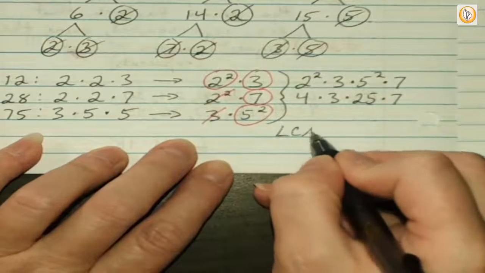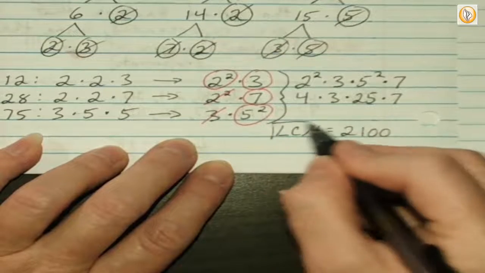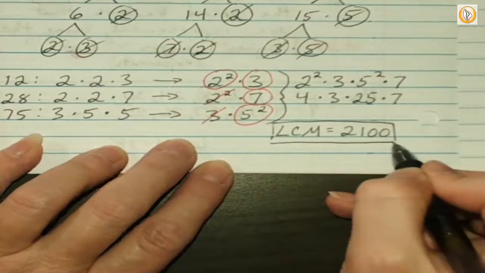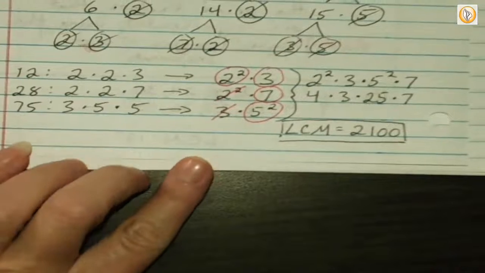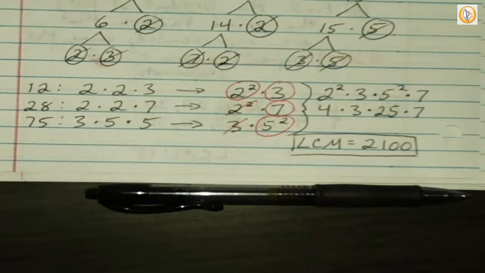And I'm going to save y'all time. The least common multiple is 2100. So y'all would be writing out multiples for a long time before you found the one that all three shared. See why this is important to learn?